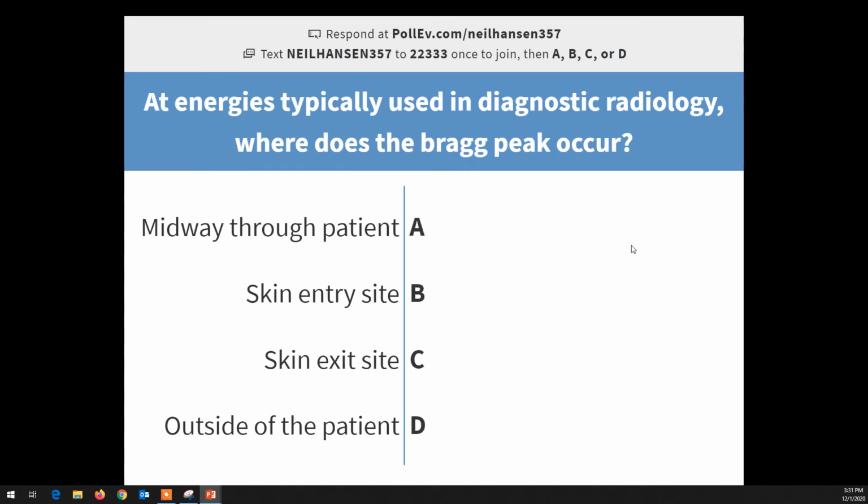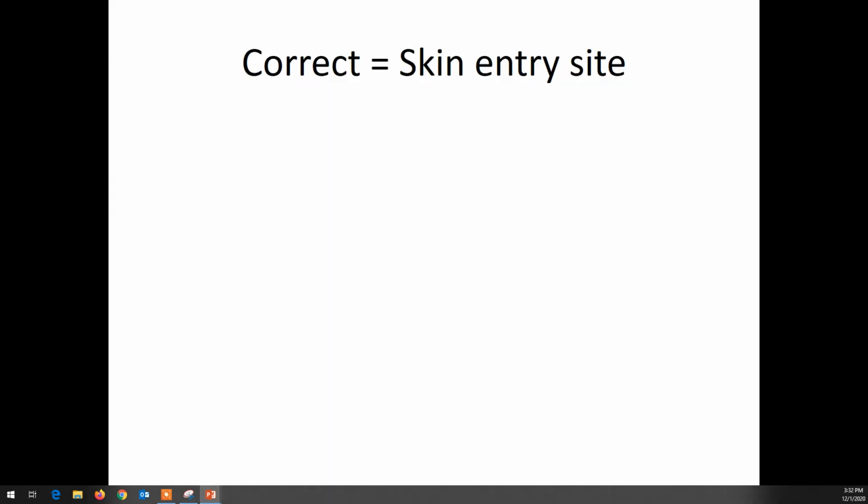All right, and energy is typically used in diagnostic radiology. Where does the Bragg peak occur? Go ahead and pause now if you need more time. The correct answer is skin entry site. That's why skin dose is so important, because many of those ionizing interactions occur within the first 2 to 3 centimeters of the skin.